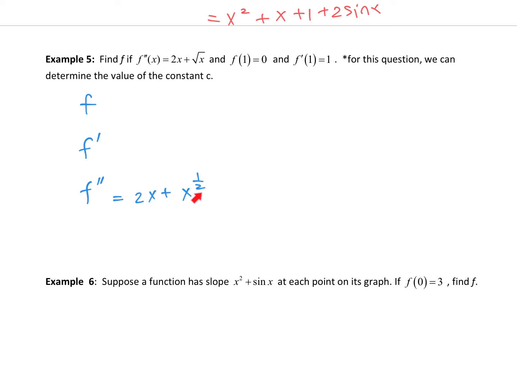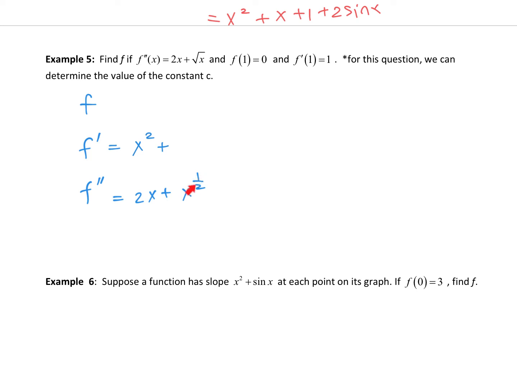So I guess I have to do it in steps. I'll find the f prime first. If you look at the antiderivative of this, that's f prime. Get the answer and then take another antiderivative, that'll be your f. So I'm going to have to go in steps. So again, here is 2x to the 1 power basically. Raise the power by 1, divide by 2, so that's just x squared.